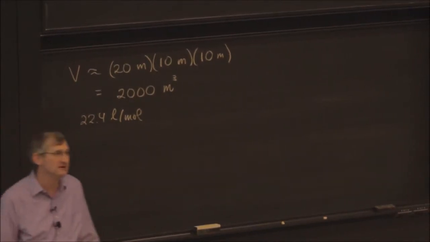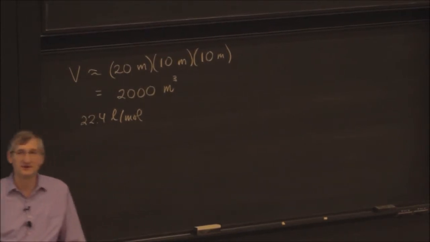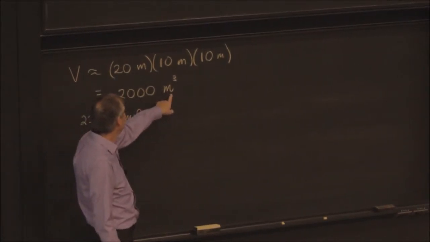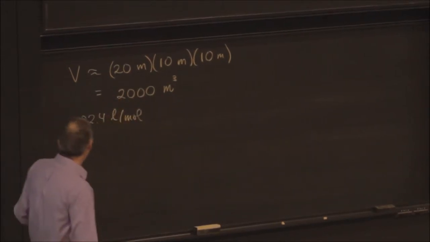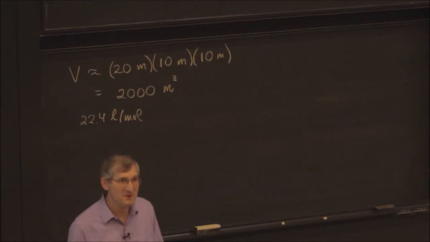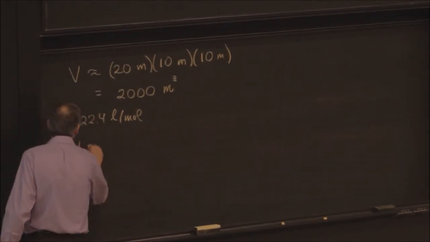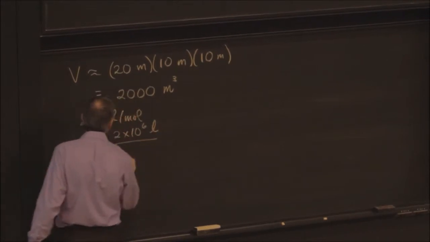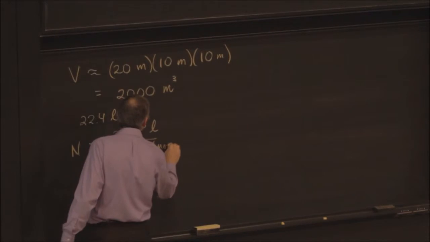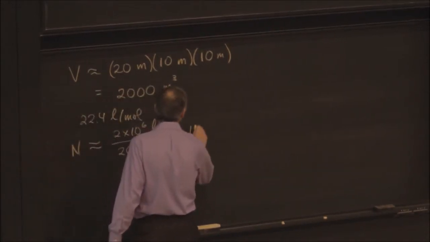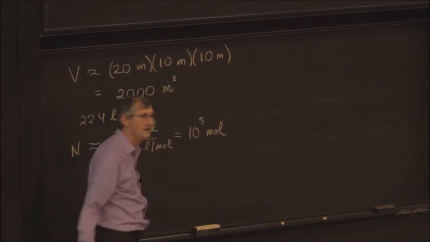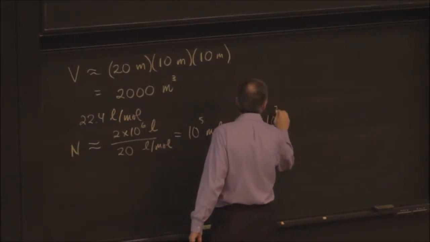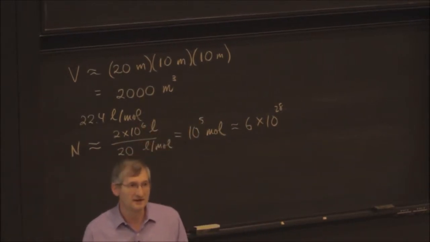Okay, how do I get from liters to cubic meters? How many liters in a cubic meter? 1,000. Okay, so I have 2,000 cubic meters, so I have 2 million liters, and I have 20 liters per mole. So N is about equal to 2 times 10 to the 6 liters divided by about 20 liters per mole. So that's 10 to the 5 moles. What's a mole? 6.02 times 10 to the 23rd. So this is like 6 times 10 to the 28 particles, air molecules in the room.